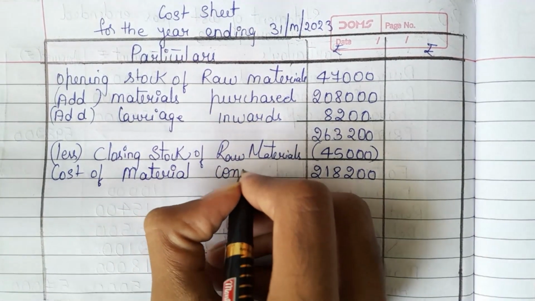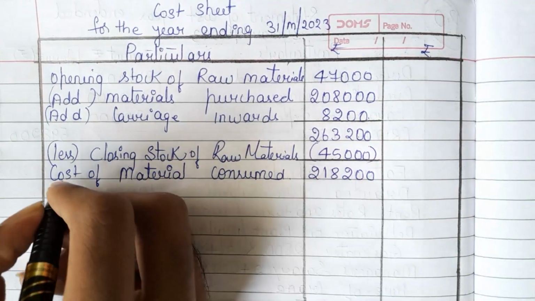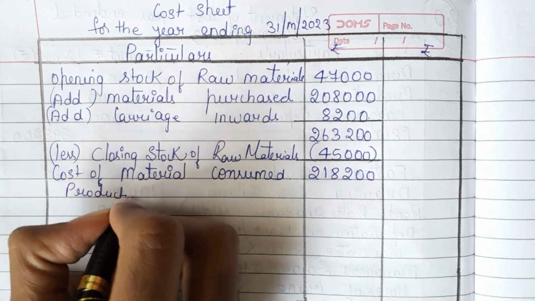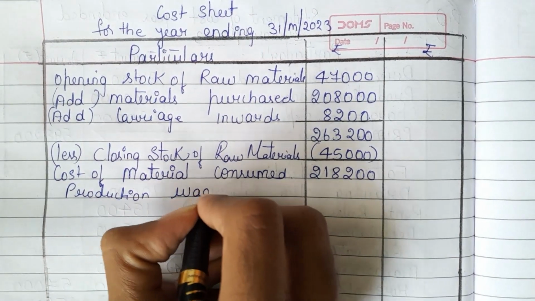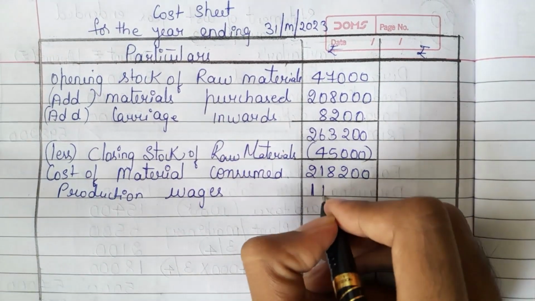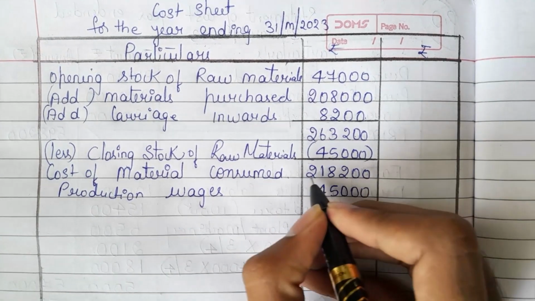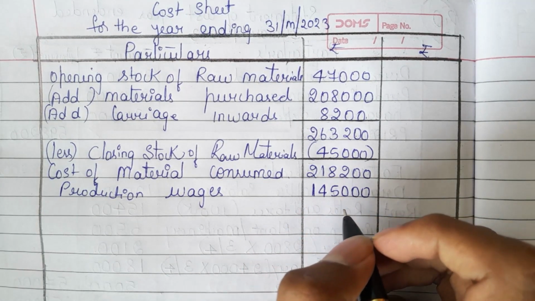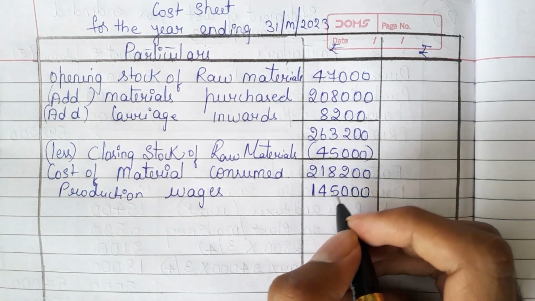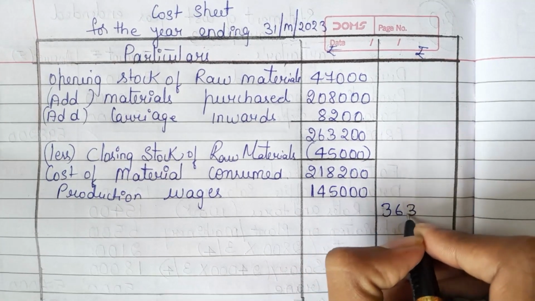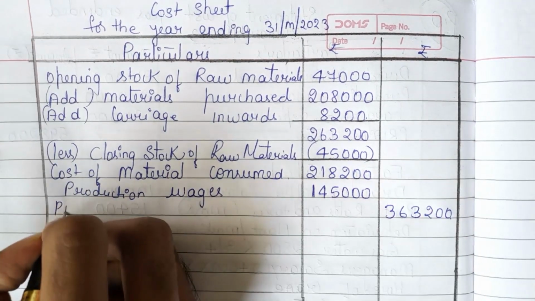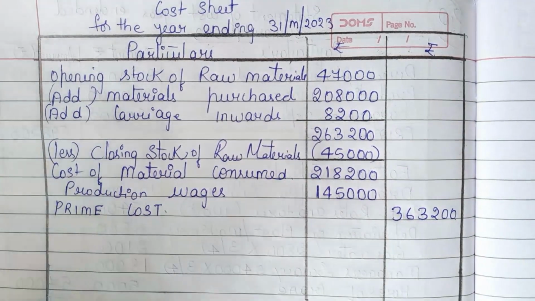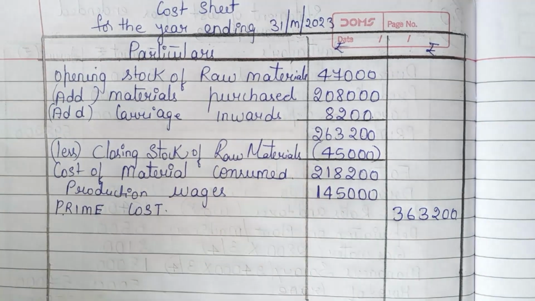Now for this you need to add the production wages. How much are the production wages? It is 1,45,000. Now add 2,18,200 and 1,45,000. We will get 3,63,200. This is our prime cost. So we have finished our first step in preparing the cost sheet, that is to find out the prime cost.